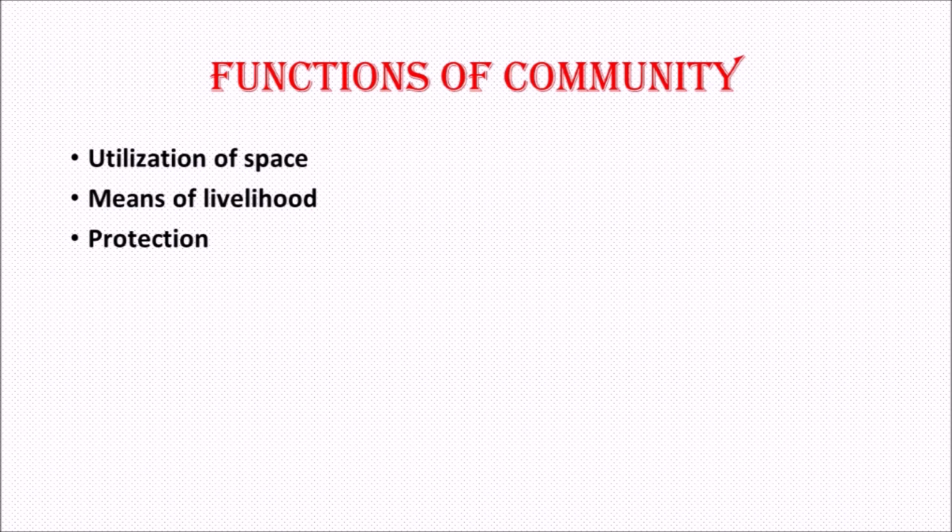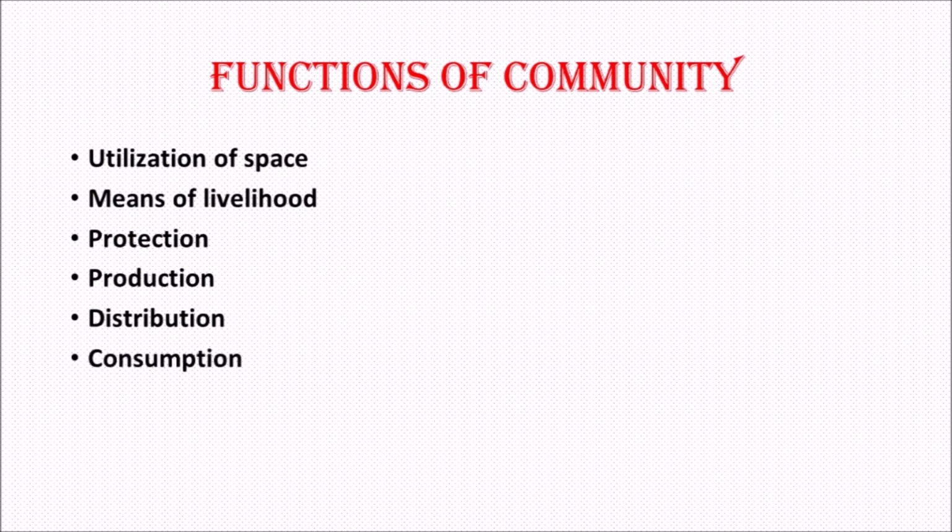The next one is production. The community people produce goods, such as agricultural and non-agricultural goods, by their working capability in their fields and factories. Next, distribution. The goods produced by the people are distributed among themselves according to the needs or exported to other communities. The next one is consumption. The people of community consume their own products or borrow products from different places according to the felt need.